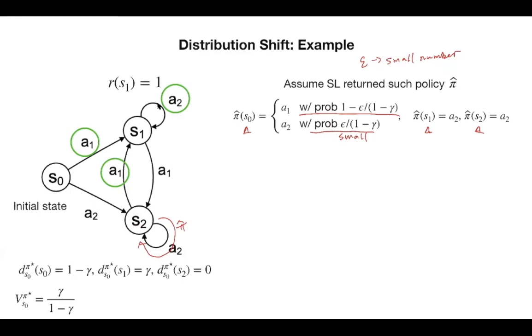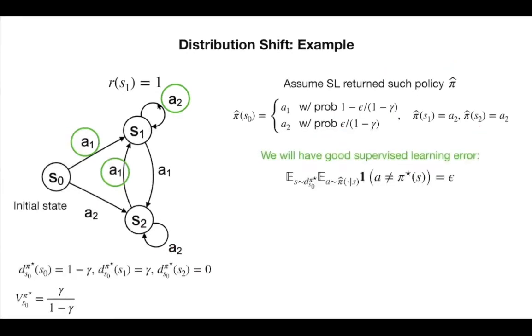But from a supervised learning perspective, this policy pi hat is a pretty good policy. In other words, we have really good supervised learning error, in the sense that the expected mistake you would make under your training distribution will be bounded by epsilon. If you recall this distribution, let's calculate the expected mistake I would have made at every state.